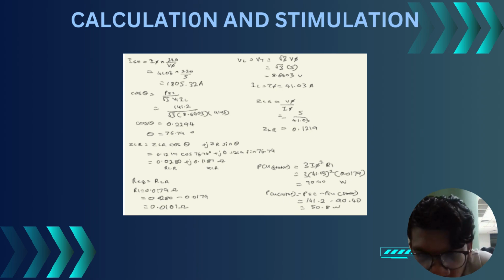from there we use the formula, and then we will get RLR 0.0280 same, then XLR equals 0.1187, and then we use the same formula over here. We find the PCU stator equals 90.40, and then PCU rotor 50.80 watt.